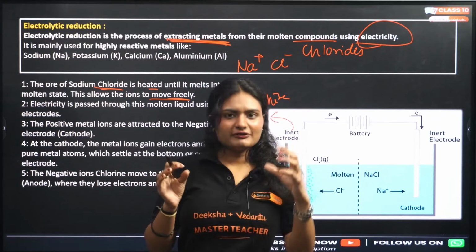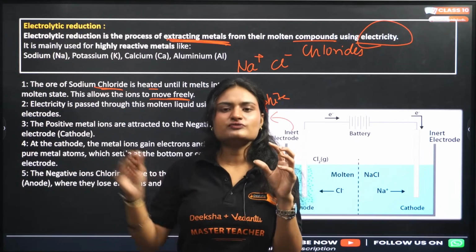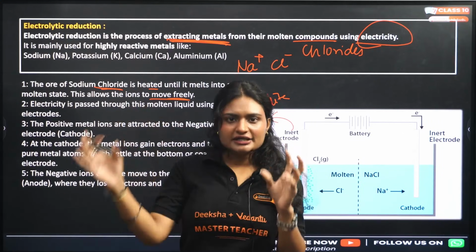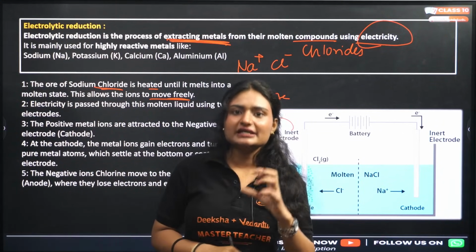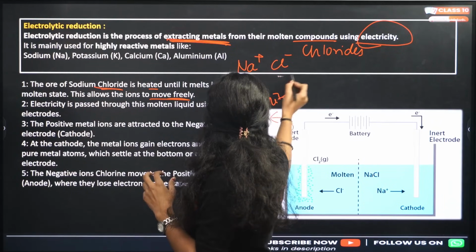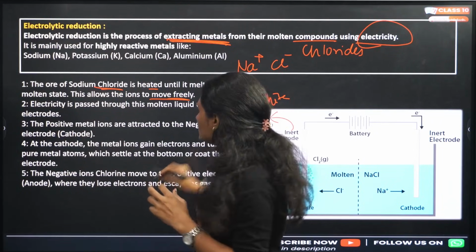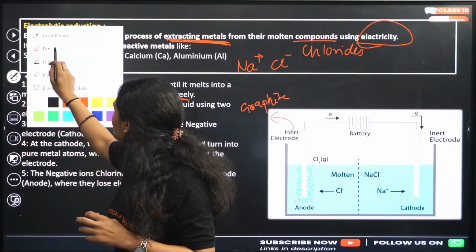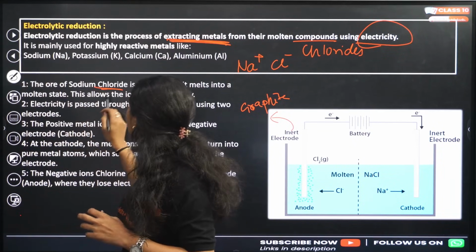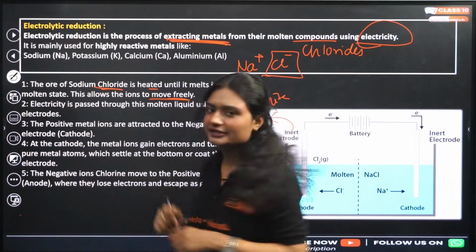Now you know if an electrode is positive, negative will come and attract, right? It will attract negative ions. Since anode is positive, it will attract negative ions. What is the negative ion here? Cl negative. The negative ion is Cl negative, right?